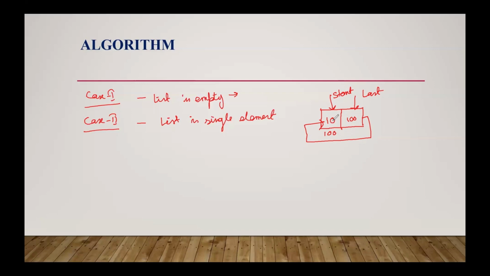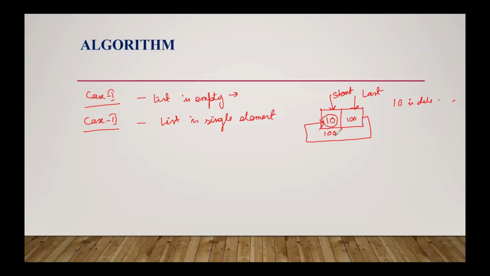Now we have to delete the last node, which means only a single node, so we have to delete this element. First, simply print the data value you want to delete. How to print? You can use printf with start info or last info. Then you print the value, so you print that 10 is deleted.